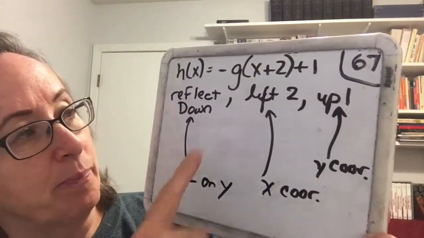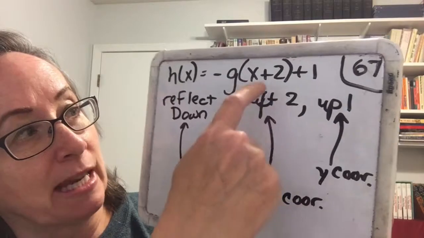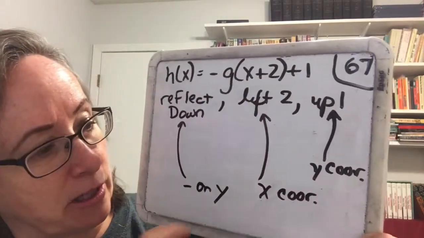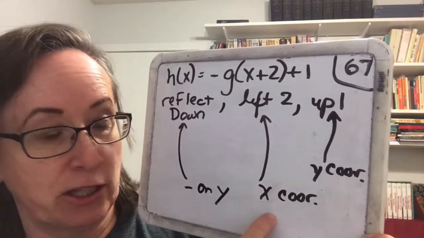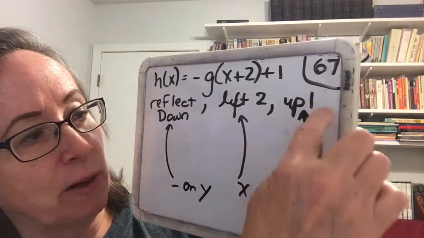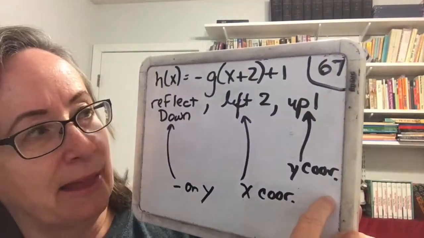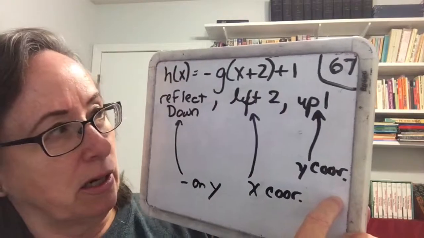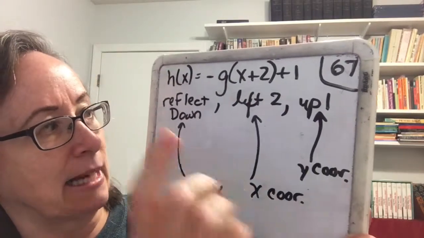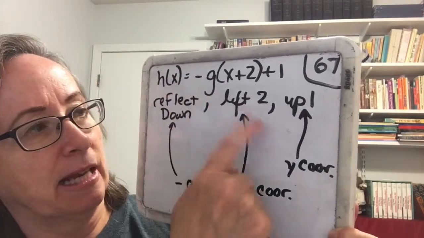Okay, then when I'm moving left 2 inside the function, this is going to be an x-coordinate change. Okay, and then when I move up 1, that's a y-coordinate change. All right, so what I did, since I was going to reflect down, left 2, up 1, I went ahead and did them, each one of those points that I showed you.